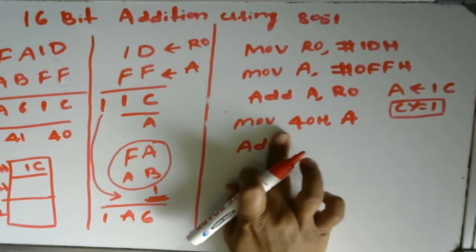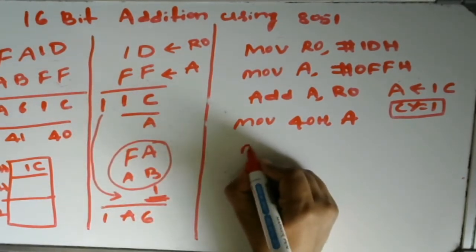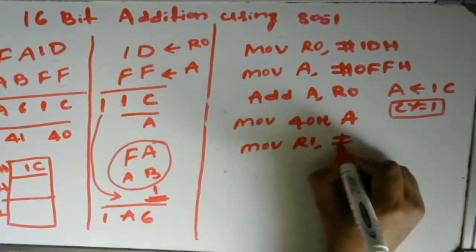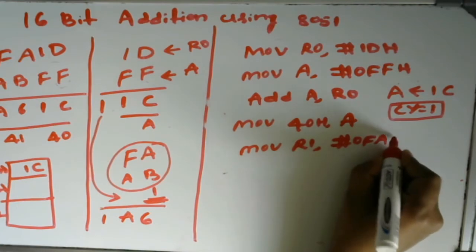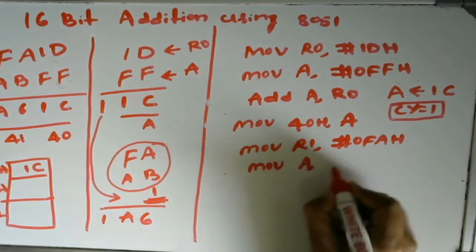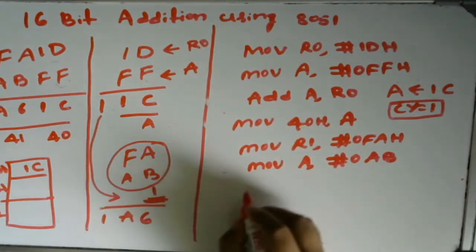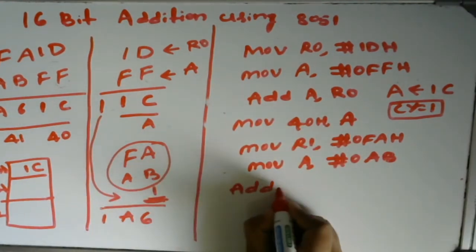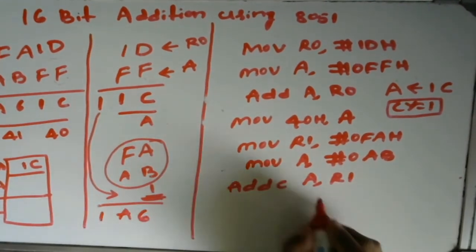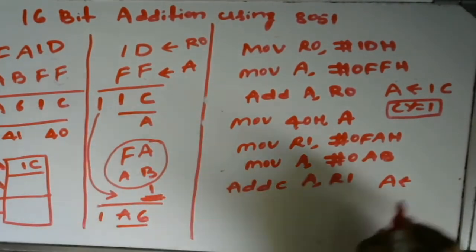Before that, we have to take this data, that is MOV R1, #0FAH, and then the other data, MOV A, #0ABH. Now we'll use the instruction ADDC A, R1. When we execute this instruction, the result will be stored in the accumulator, that is A6.